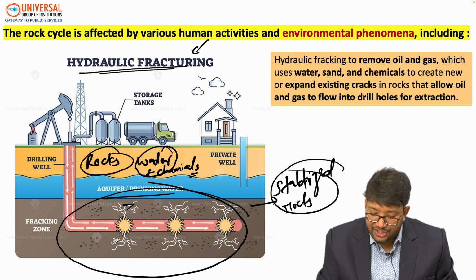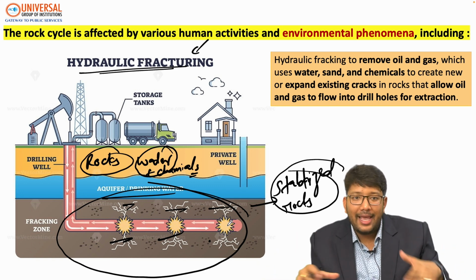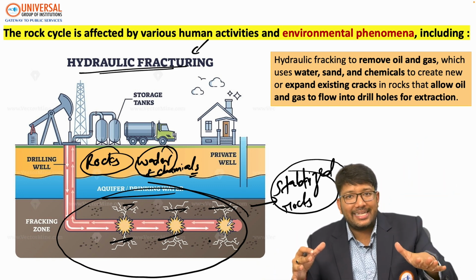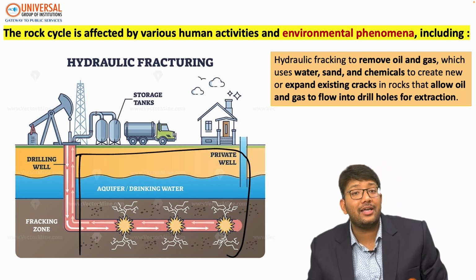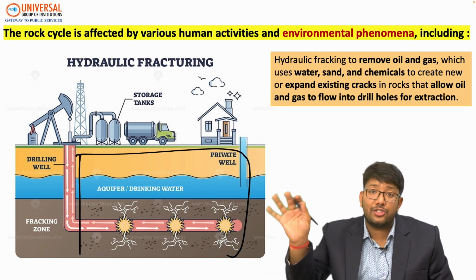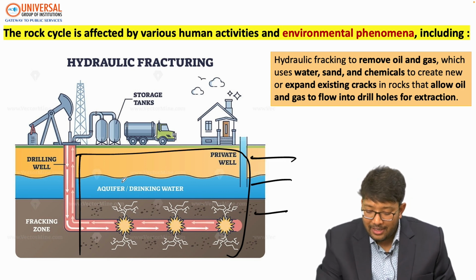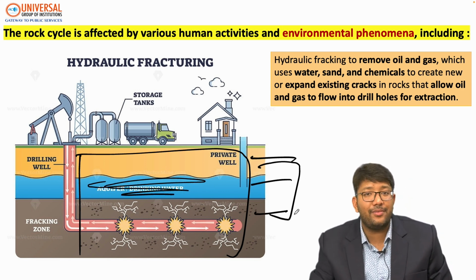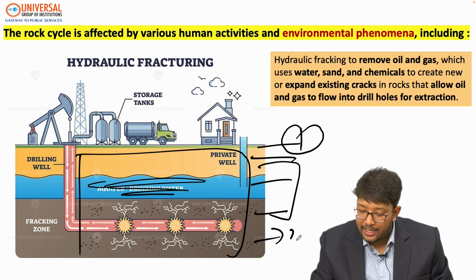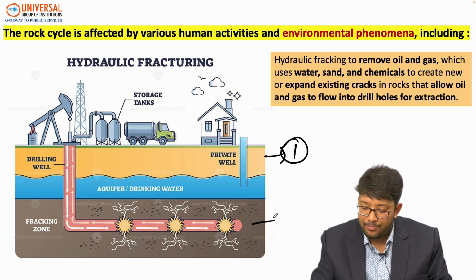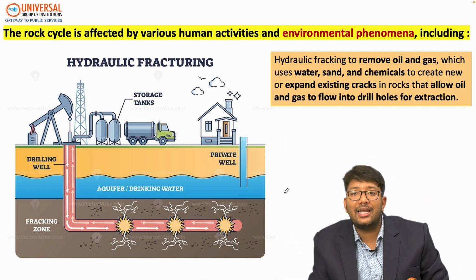If we do fracturing here, don't you think it will destabilize the soil and ultimately this whole system can sink down? That is called hydraulic fracturing, and it will also impact the rock, because earlier there was proper layering, but after some time this won't be there. Only these two layers will be there, and layer 1 will have more impact, more pressure on layer 2. That is how the rock cycle is getting affected.